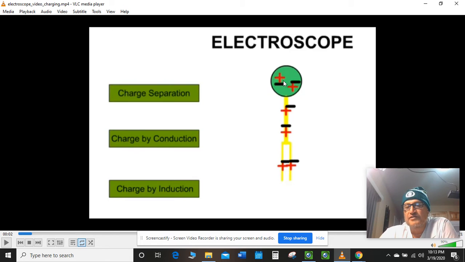So here we have an electroscope, which is a metal conductor, like a metal sphere. And this could be wires here. And typically these are aluminum foil leaves or some other thin sheets of metal. As we can see here, there are equal numbers of positive charge and negative charge. So we're going to do what's called charge separation, and let's see what that entails and see what happens.